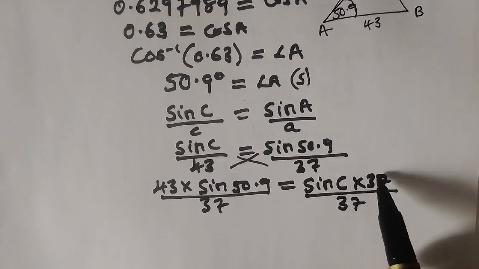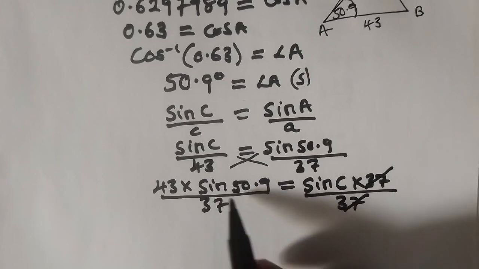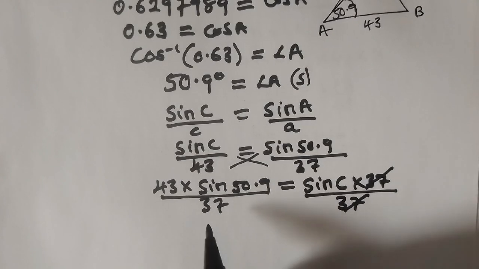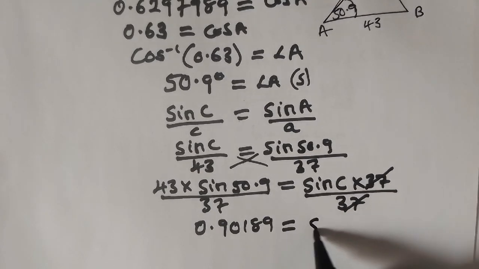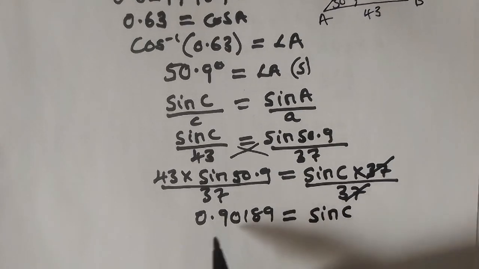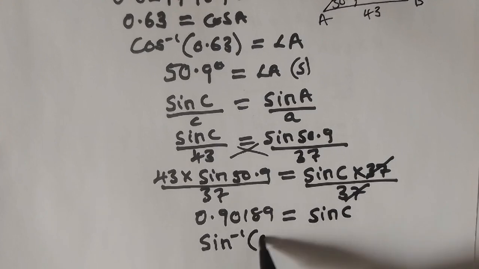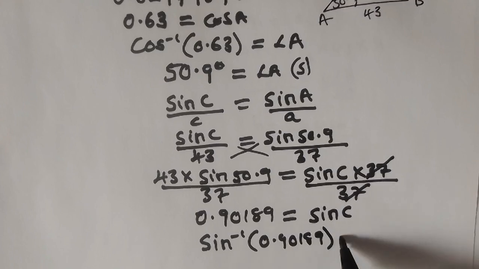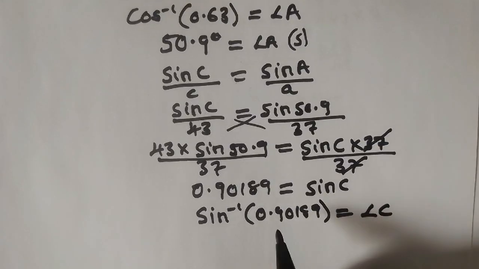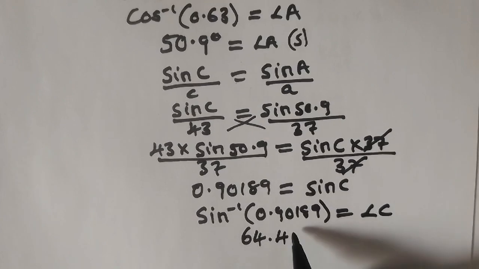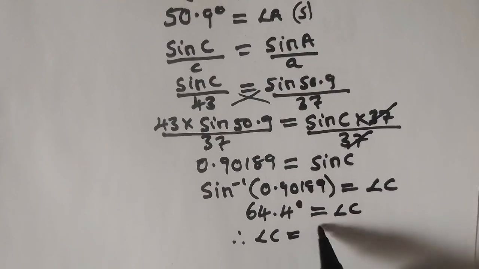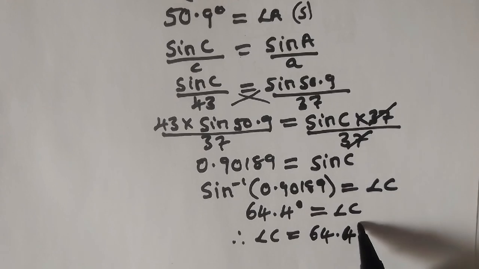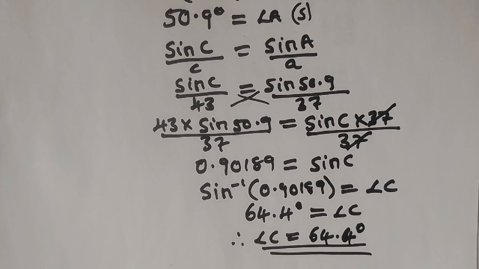Then from there now we have this. This part is going to give us something like 0.90189, which equals sine C. So finding the inverse of this, sine inverse of 0.9018 equals angle C. Therefore, this will give us 64.4 degrees, so angle C is simply 64.4 degrees. So this is the answer on B, Roman numeral 2.